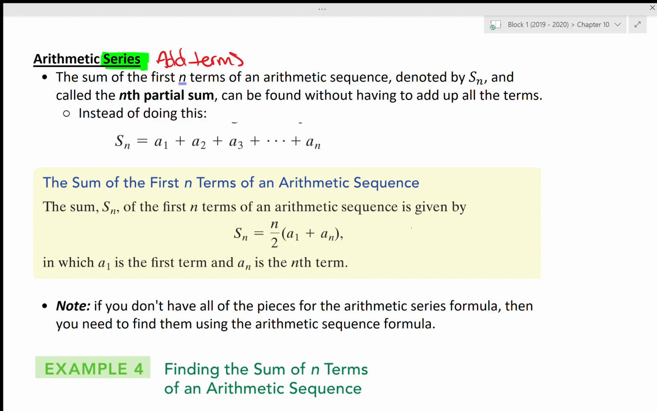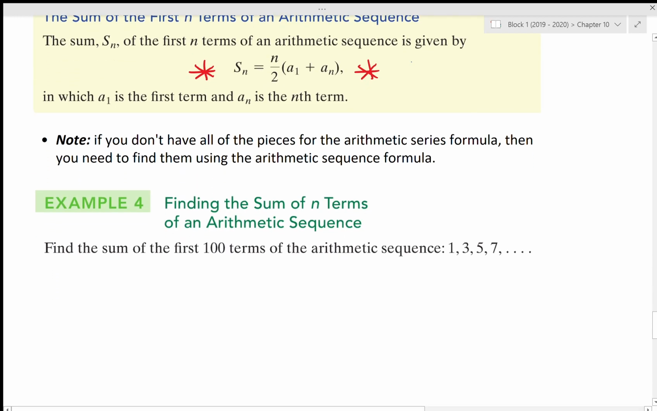Now, the formula for the arithmetic series, all right? So we can only use this if it has the arithmetic pattern of constantly adding or subtracting. Then we can find the sum of them instead of just figuring out all the terms and adding them up. What we could do is just use this formula: n divided by 2 times the first term plus the last term. Okay? Now, let's see how this works.